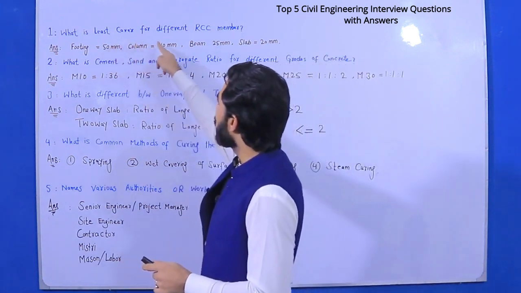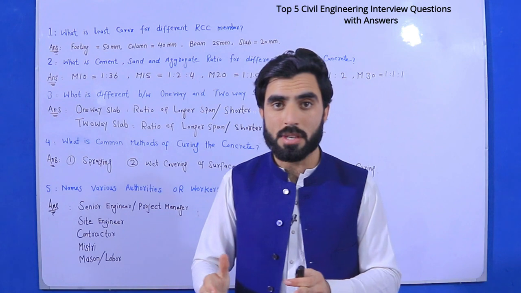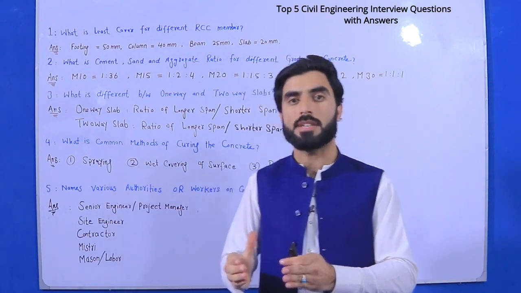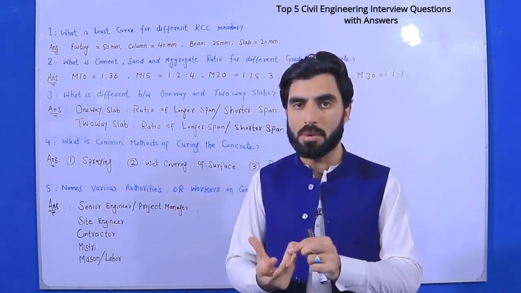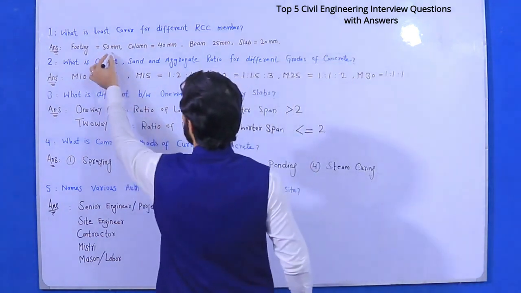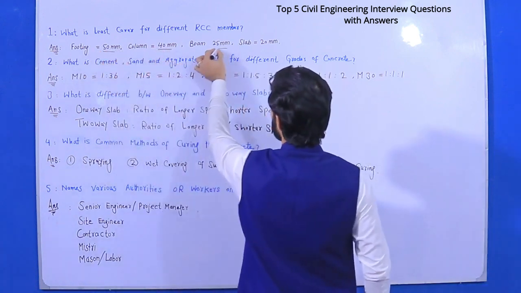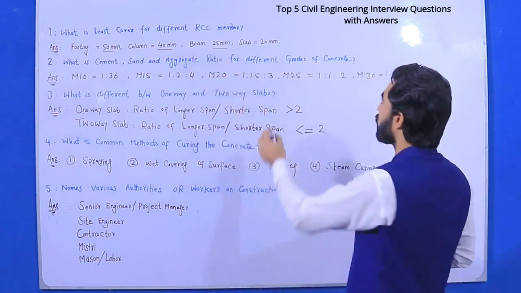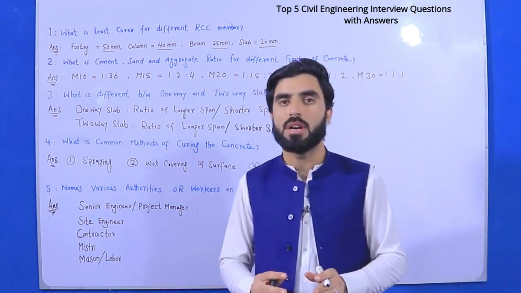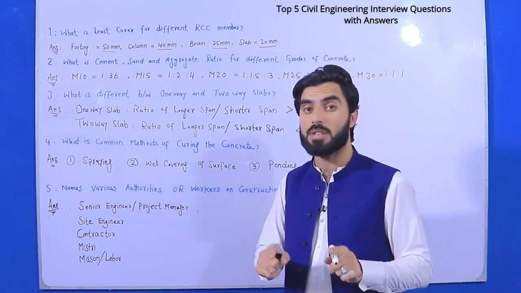Guys, the first one is, what is least cover for different RCC members? Least cover means least concrete cover for different RCC members. Different RCC members are footing, beam, column and slab. So remember, for the footing, least concrete cover is 50 millimeter. For column, 40 millimeter. For beam, 25 millimeter. And for slab, 20 millimeters. So these are least cover for RCC members. Right? This is the first often asked question.